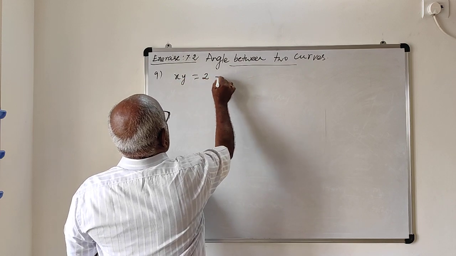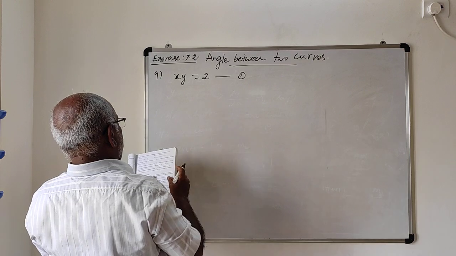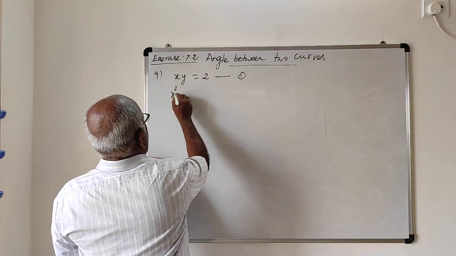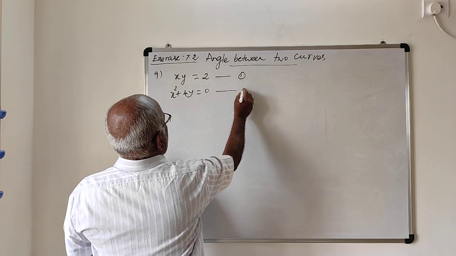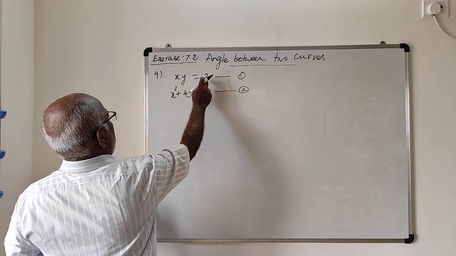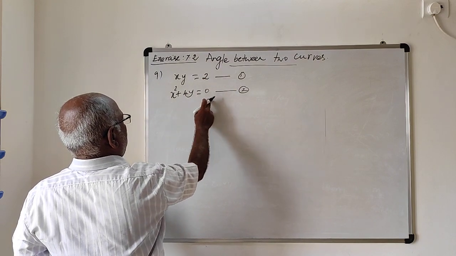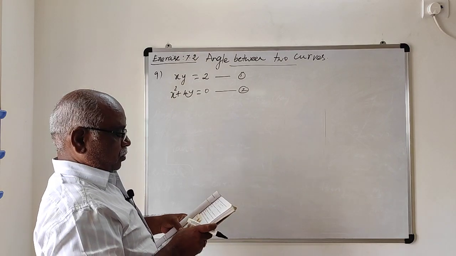xy equal to 2, and the parabola x square plus 4y equal to 0. We have to find the angle between the rectangular hyperbola xy equal to 2 and the parabola x square plus 4y equal to 0. We have to find the angle between these two curves.